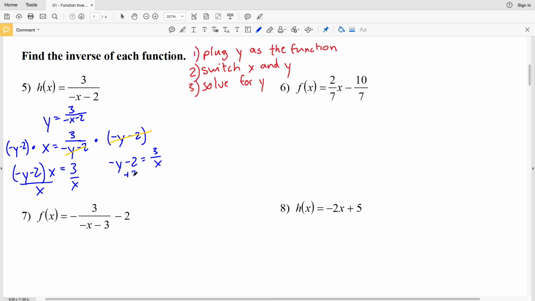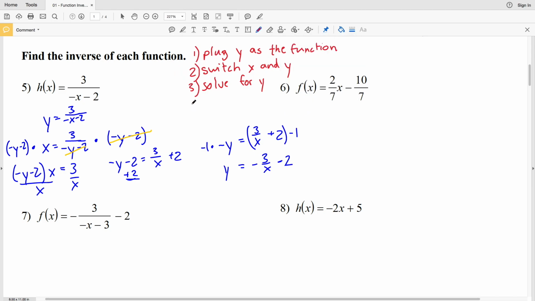My next step, I'll add 2 to both sides to get that negative y equals 3 over x plus 2. And then lastly, I want this y to be positive, so I'll multiply both sides by a negative 1. So we'll have that positive y equals negative 3 over x minus 2. So now we've solved for y.